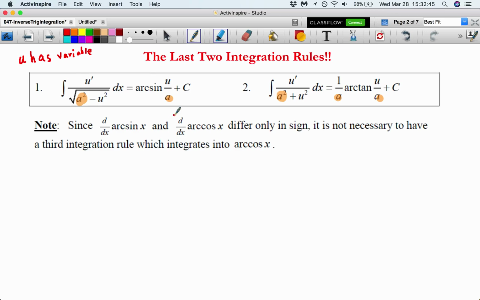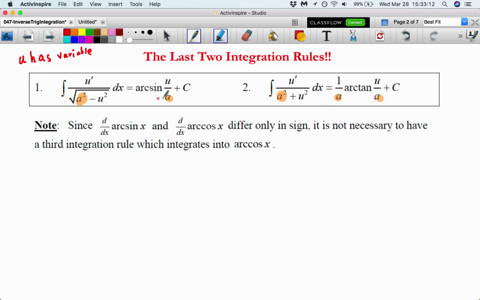We also don't have a rule for arc cosine because their derivatives only differ in terms of sign. So we're not ever going to see the integral of something equals arc cosine. We're only ever going to see integral equal arcsine or integral equal arctan. Now, as has been true ever since chapter 9 began, the hard part is knowing which is which. The hard part will be distinguishing.